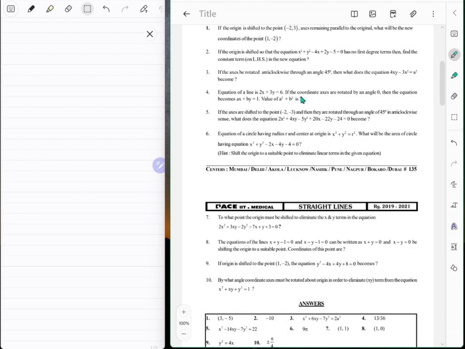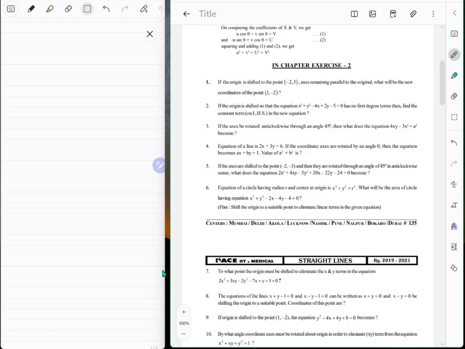So let's go for in chapter exercise 2 then. So you don't want the answers. In chapter exercise 2, first, if the origin is shifted to a point negative 2 comma 3, axis remaining parallel to the original, so just draw this thing. So this is 0 comma 0. Negative 2 comma 3 would be this, I think. And the origin is shifted to this point, axis remaining parallel to the original. So this would be the new coordinate axis. What will be the new coordinates of the point 1 comma negative 2?